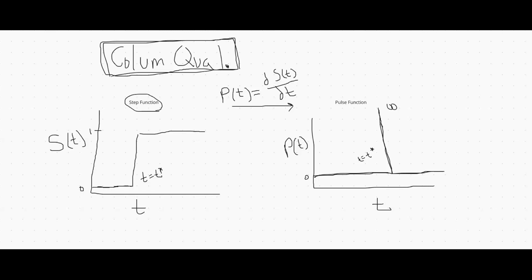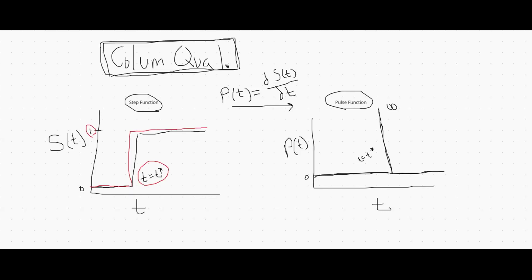I have two ideal functions here. First, the step function that I'm calling S of t, and the pulse function that I'm calling P of t. Starting with the step function, you can see that we are starting at some value, probably 0. It's flat, flat, flat, until you hit a time I'm calling t star. Then you go in a straight line up to maybe a new signal, call it 1, and then you continue on flat.